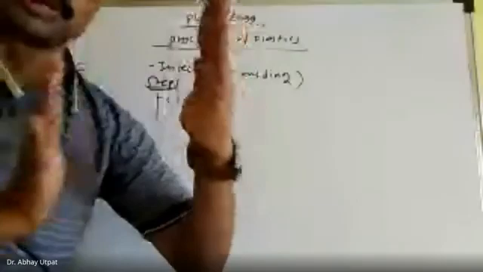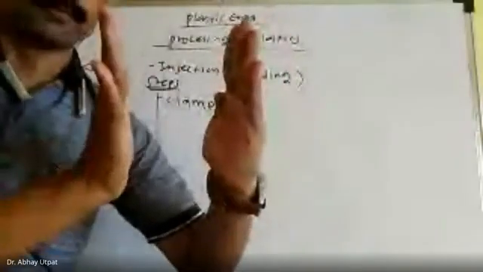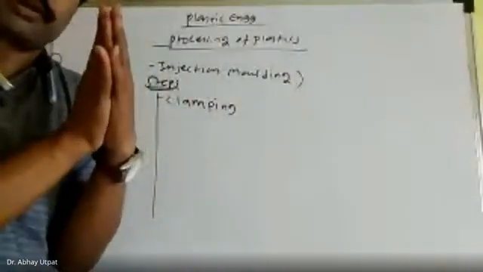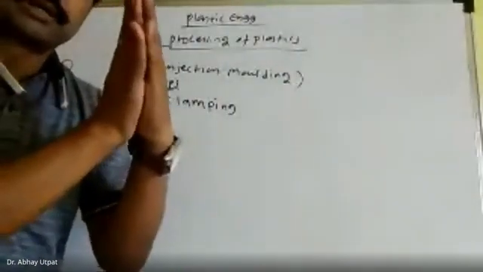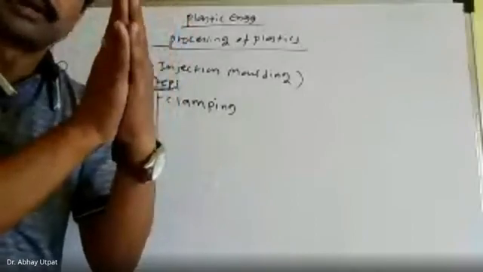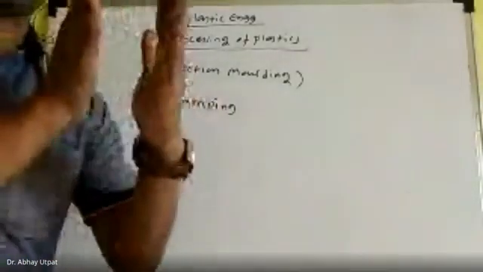See the two halves. This is one half, this is another half. When you close it, because of injection plastic pressure, there should not be any opening, or a small opening, in this way. Otherwise, plastic material will flow outside. That's why these parts are to be clamped.